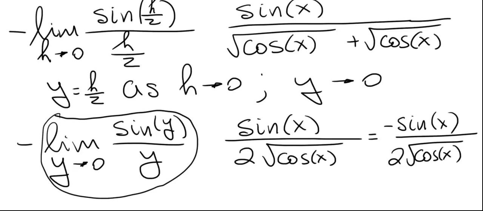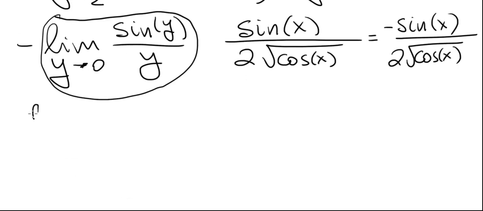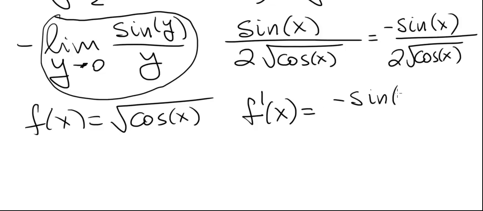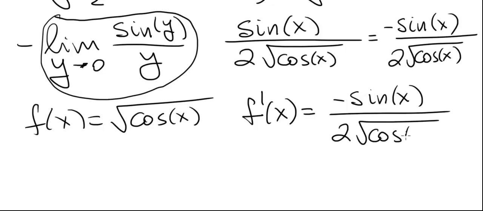And let's summarize this. If f of x is equal to the square root of cosine of x, by definition we just derived the derivative: f prime is equal to minus sine of x divided by 2 times the square root of cosine of x.